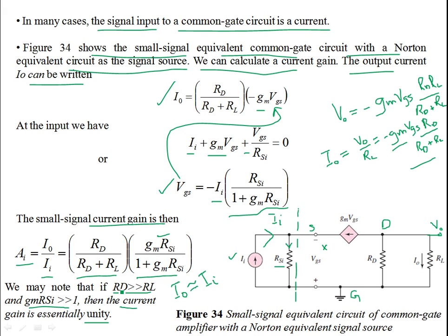So under these two conditions, if RD is much greater than RL and GM RSI is much greater than 1, then the output current is basically equal to the input current. Okay.